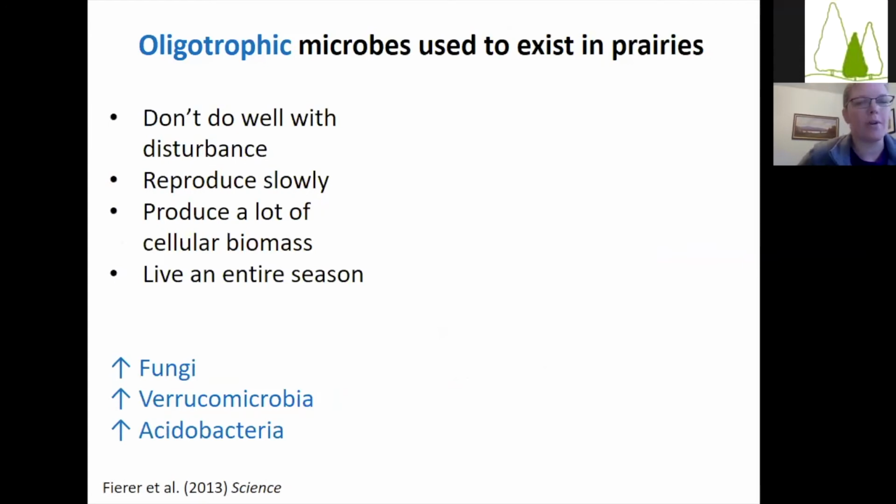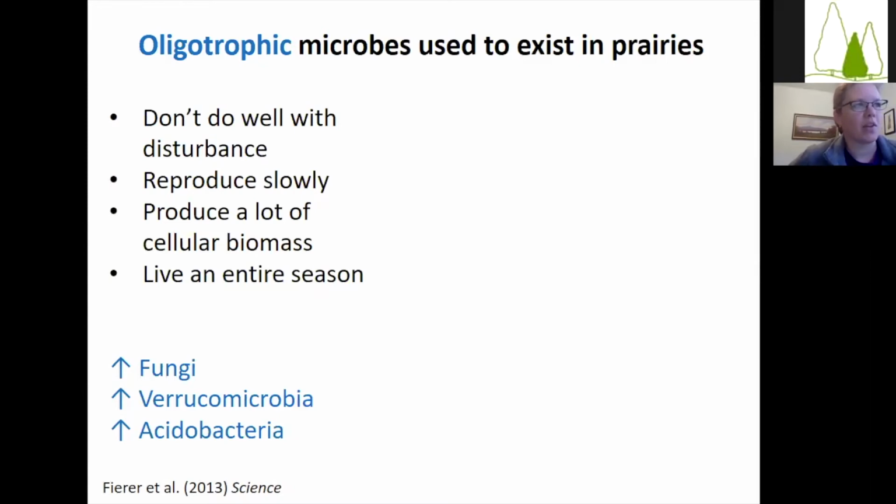And Verrucomicrobia is not well understood. It's a phylum that we didn't really even recognize as being very prevalent in soils until the last 5 to 10 years or so, based on sequence information. And we don't really have that many cultured representatives of Verrucomicrobia. But what we do know, based on genetic techniques and genetic inferences, is that these types of microbes are oligotrophs. They don't do well with disturbance.